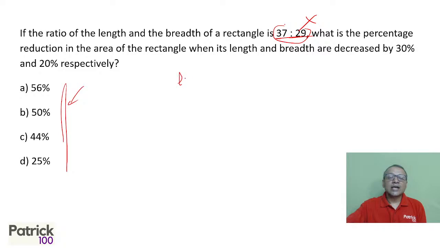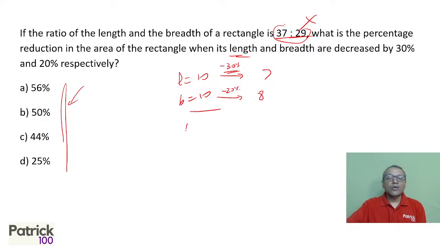You can just take length as 10 and breadth as 10 and solve straight away. Okay, because the answer is in percentage, you can directly take length as 10 and breadth as 10. So if you reduce the length by 30%, it becomes 7. So you're reducing the length by 30%, so the length will become 7. Same way, if you reduce the breadth by 20%, it becomes 8.